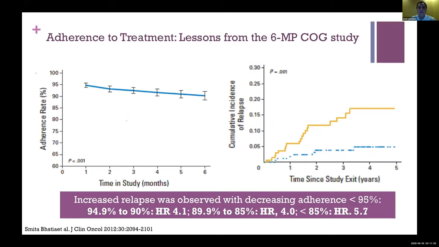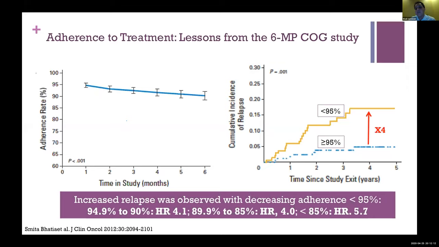And when they looked at the impact of this adherence on outcome, as shown in the figure on the right, they showed that patients that had less than 95% adherence to daily 6-mercaptopurine had a significantly increased risk of relapse at 4 years, compared to those that were adherent 95 or more percent of the time. This means that in a 28-day, 4-week maintenance course, missing more than 2 days of treatment is associated with a fourfold increase in the risk of relapse at 4 years.